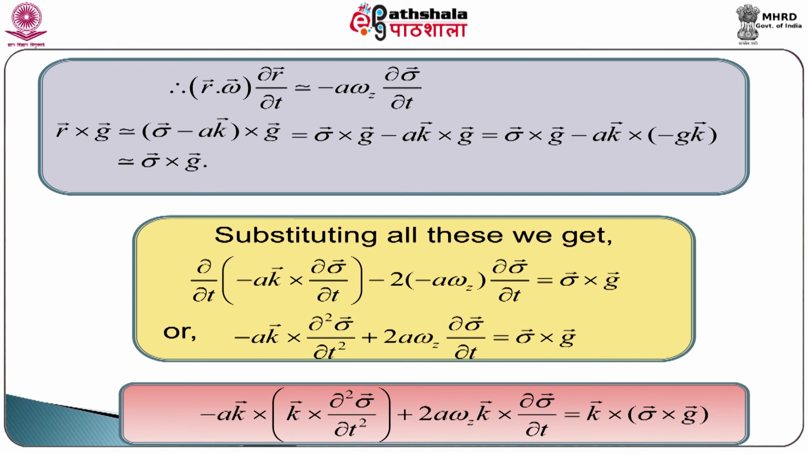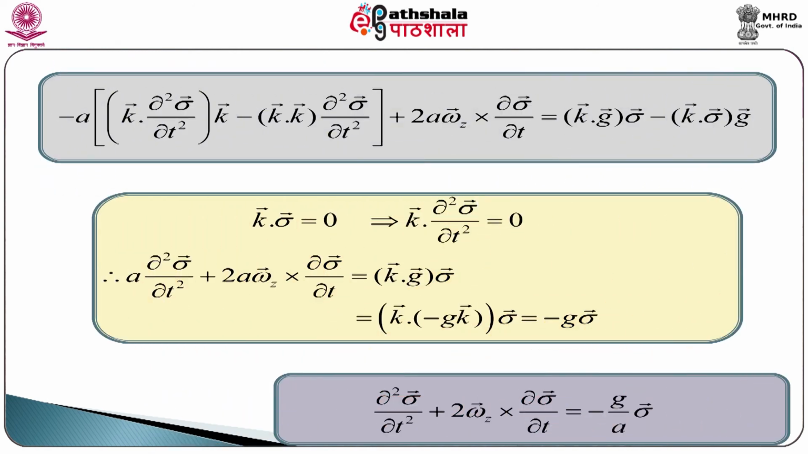Let us take the cross product with k vector. Taking cross product with k vector, we get the final line. Using the property of vector cross product, we can write the first term in this way. Same property has been used in the right hand side of the equation, and we get the first equation written in this slide.